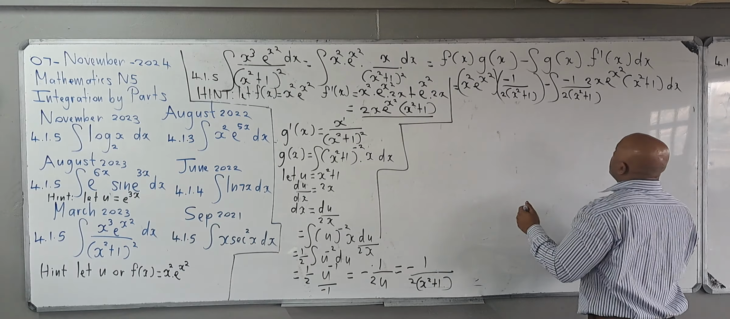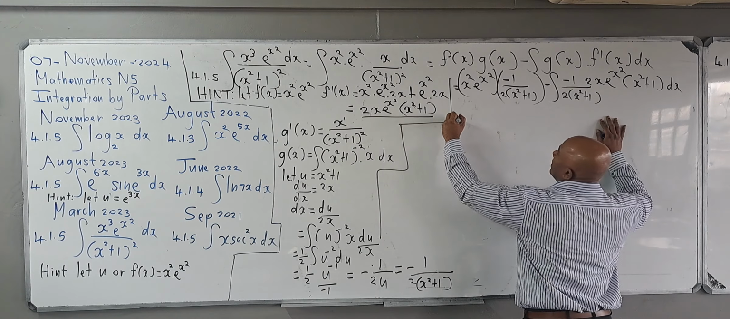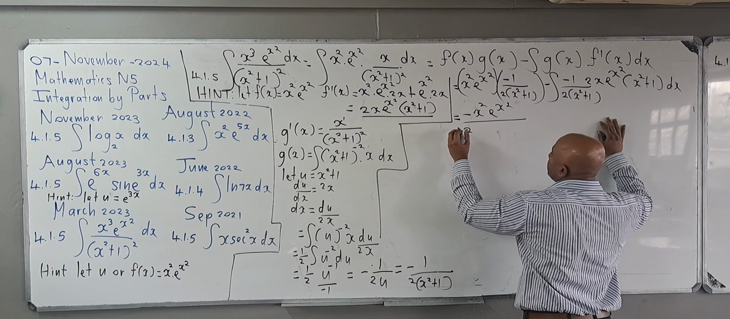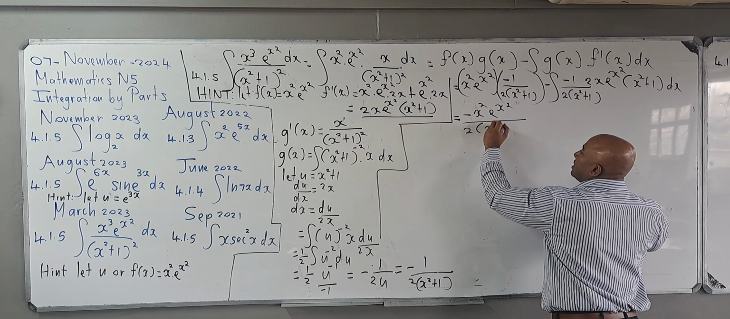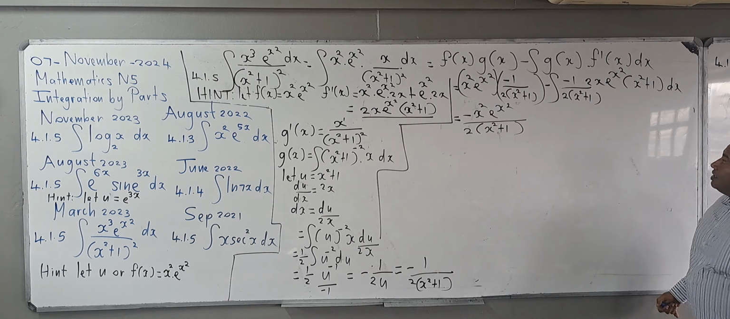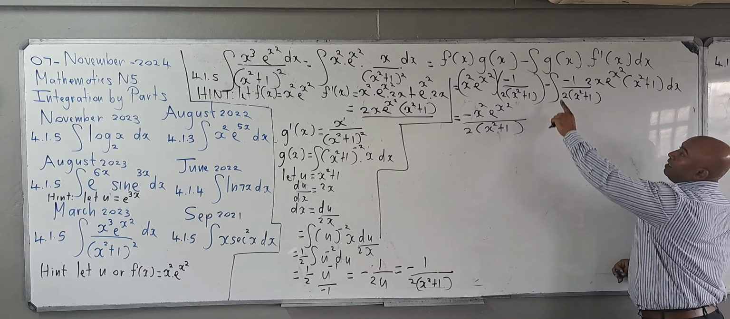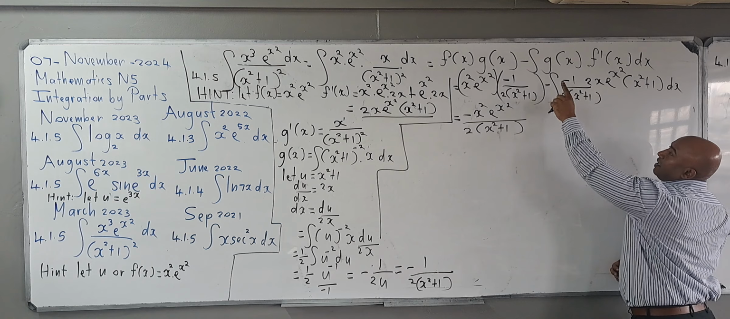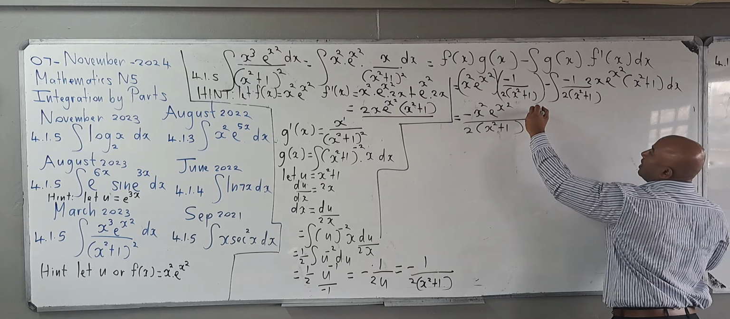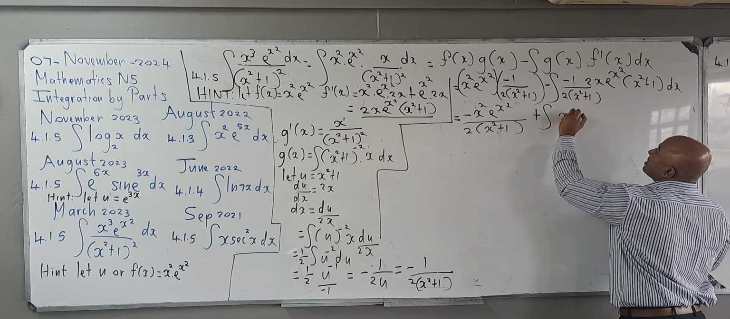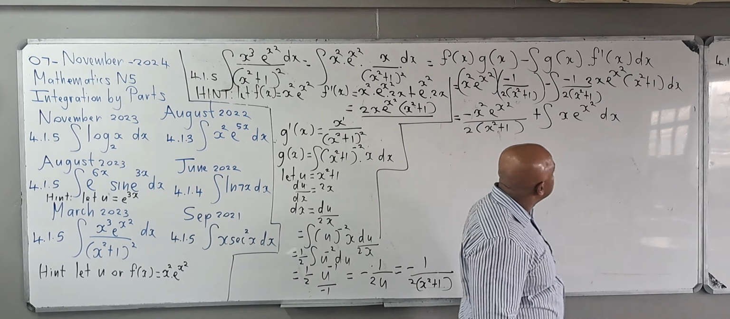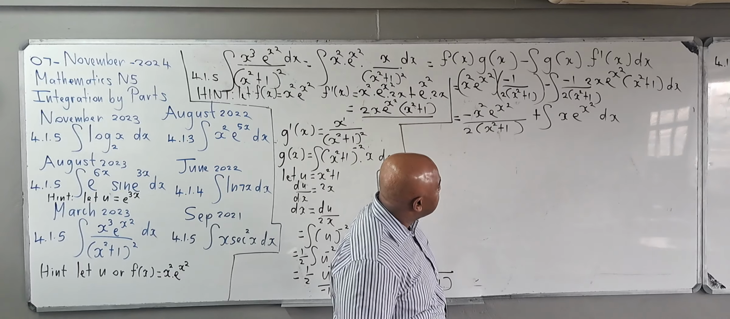So what remains? Let me just copy this down. So that's now minus x squared e to the power x squared over 2 times x squared plus 1. I'm just rearranging this. Here, what can happen here? 2 and 2 cancel. Negative times negative is positive. That and that cancel. So that's a plus x e to the power x squared dx. Am I correct there? Any mistake there? No, everything else cancels.